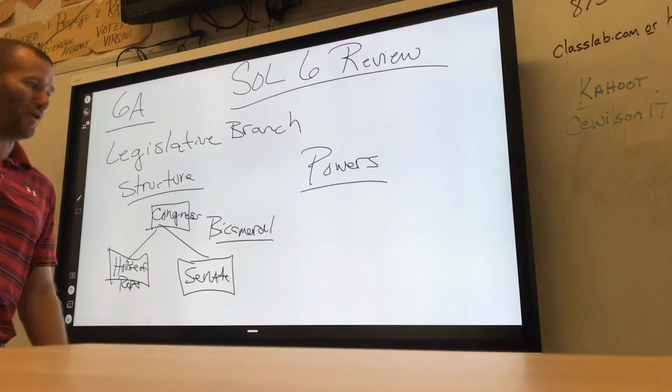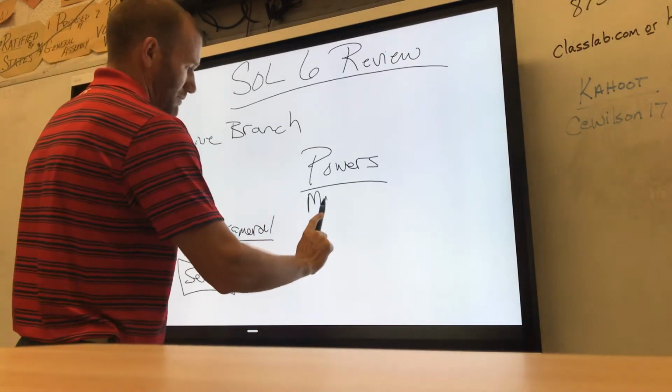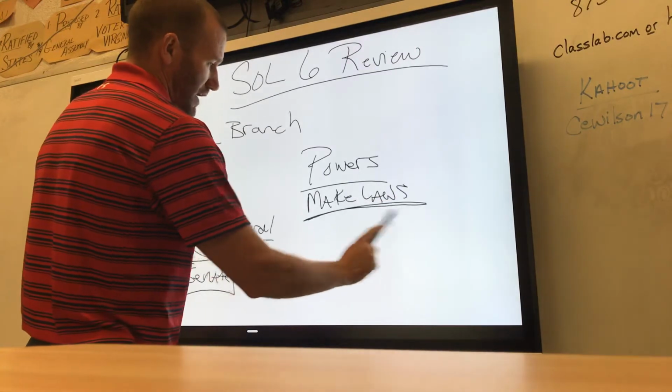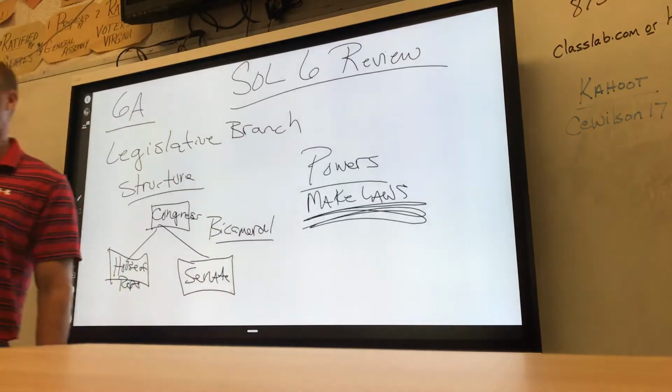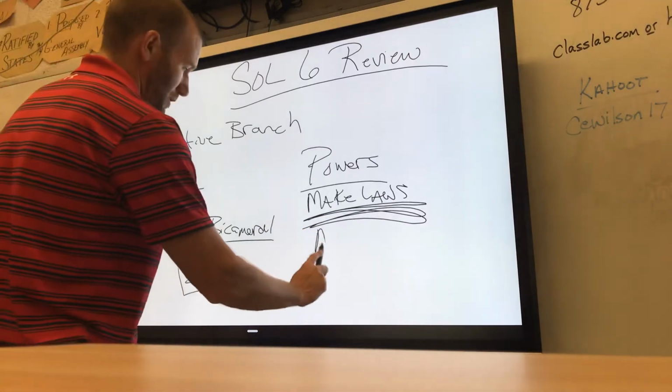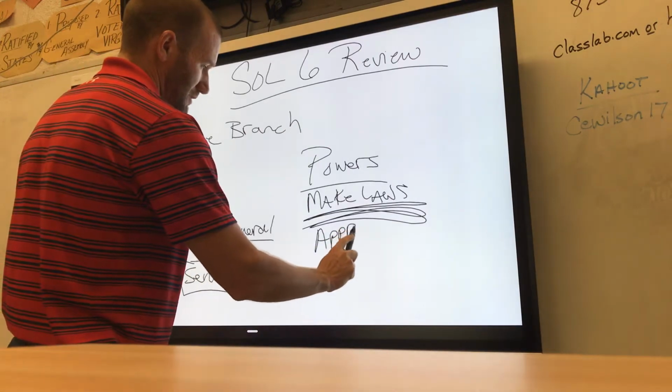Make laws. Hold on. The main job? Make laws. You need to know that one. That one is very important. That's the main job of the legislative branch. The main thing they do is make laws. What's another job? Approve budget.